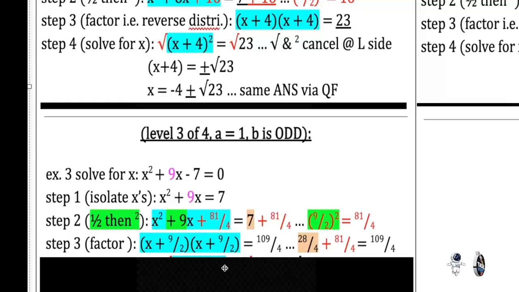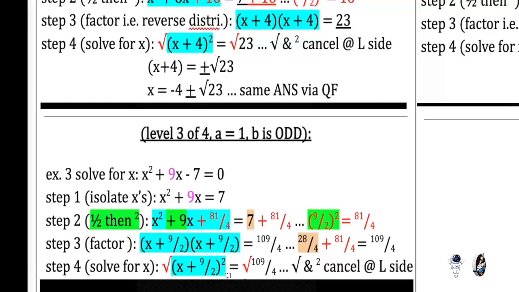And now, next step, I rewrite, okay? I combine these blues to become x plus 9 over 2 squared, okay? And so this step becomes this step in black, okay? Ignore the red square roots. We're not there yet, okay? And now I square root both sides, okay? From here on out, it's just algebra.